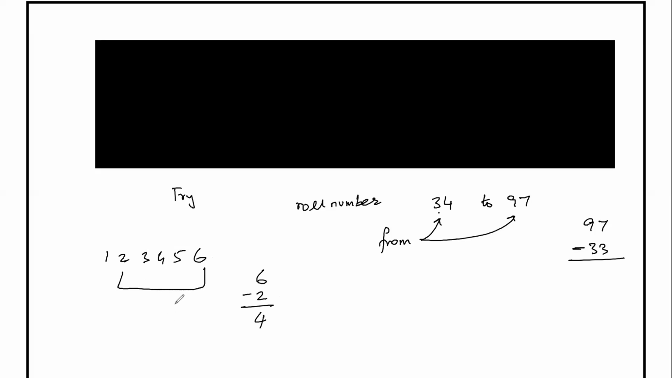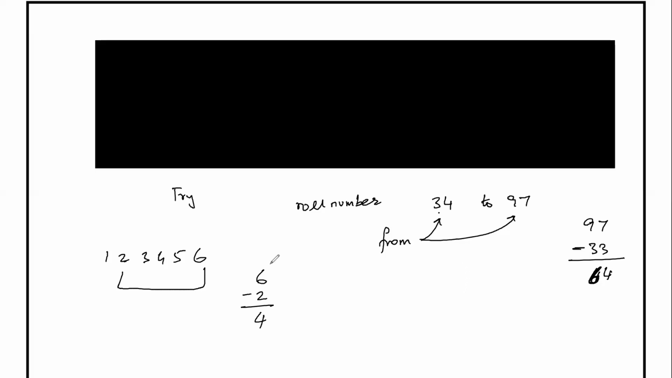So you can always take a smaller set and figure out what needs to be done with 34 to 97, rather than waste time. So we know that 6 minus 1 is to be done. So similarly, 97 minus 33 will end up getting your answer, which is 64. 64 students, sir. Got it?